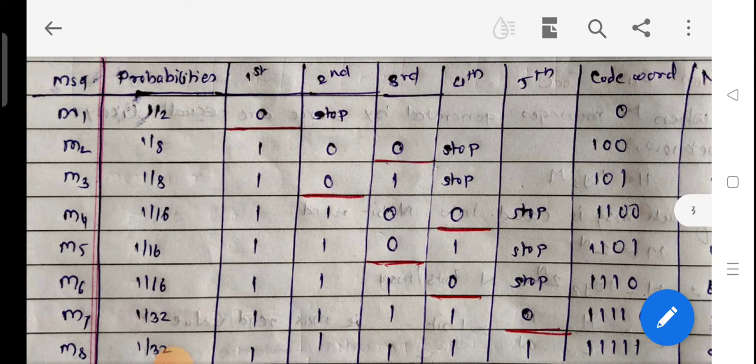Now in the second step, we have to continue this process until the sets cannot be partitioned any further. See here, first for M1 we cannot partition that set because we have only one message in that set.